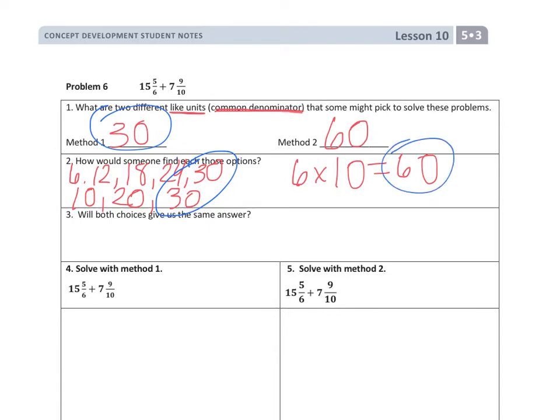Now, will both choices give us the same answer? Let's ask our special guest expert. Andrew, what do you think? Will both choices give us the same answer? I think they will, but only if you remember to reduce.